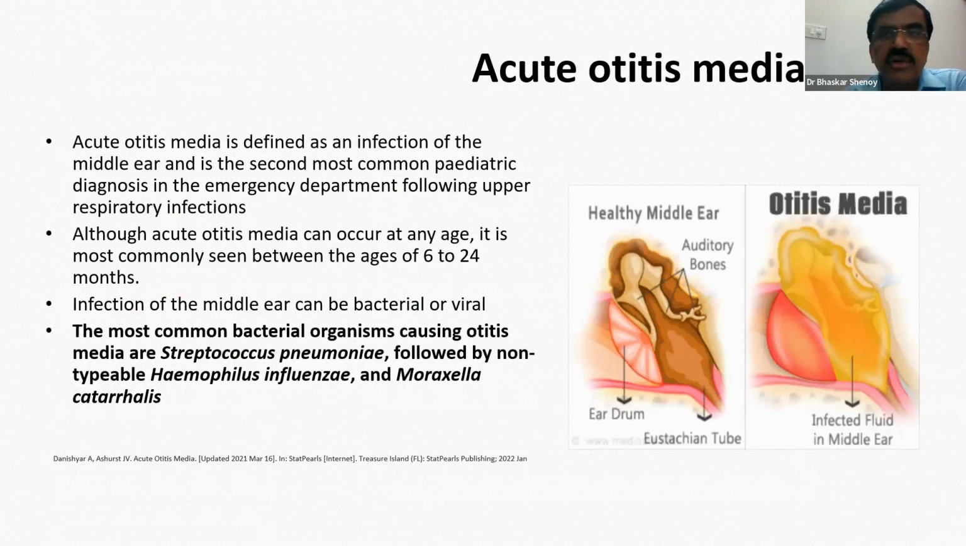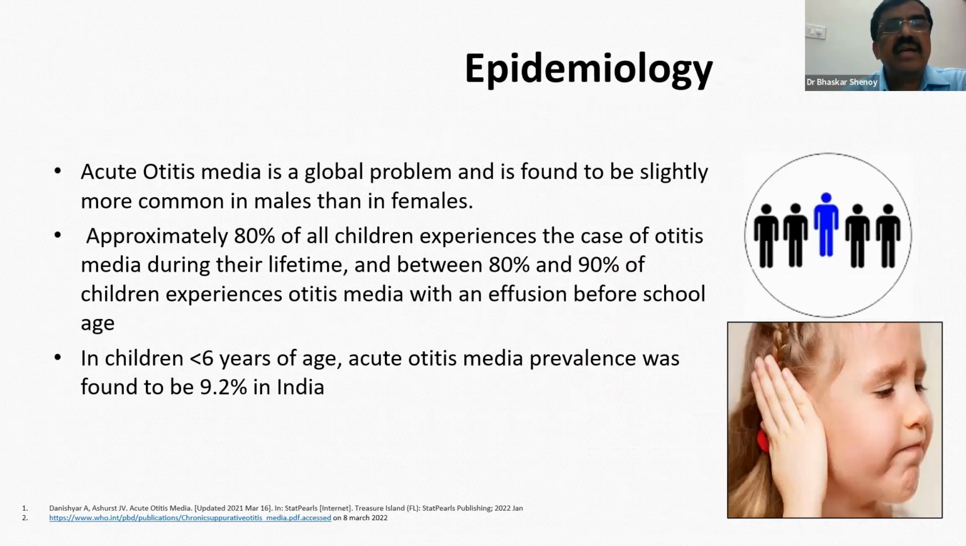Having said that, let us move on to acute otitis media, which is a very common infection which we see in office practice. I will not go into the details of that, but what we need to know is that the common organisms causing otitis media are Streptococcus pneumoniae again, then H. influenzae, and then Moraxella catarrhalis. And as I told, it is very common, especially in children less than 6 years.